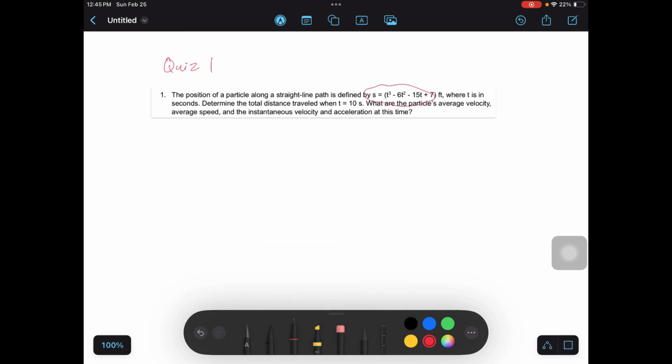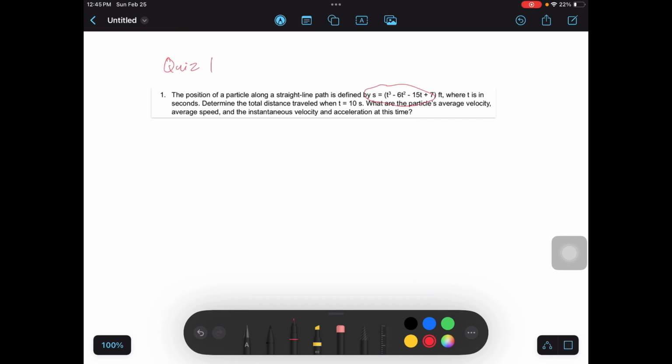This is the function ng displacement where t is in seconds. Determine the total distance traveled when t is equal to 10 seconds. What are the particle's average velocity, average speed, and instantaneous velocity, and instantaneous acceleration at this time? So, for this problem, pinapahanap niya total distance, average velocity, speed, and instantaneous velocity, and acceleration.